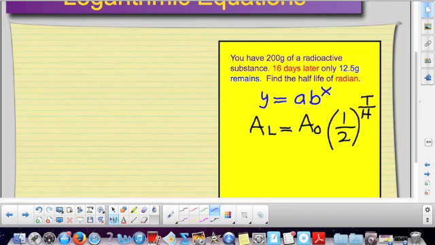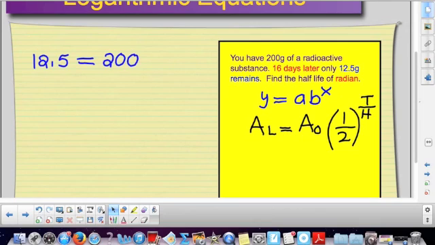So I know that after 16 days, 12.5 grams remain. So I'm going to keep that as my A L. My A O is what I started off with originally, 200 grams. And then I have my base is 1/2 to the power of, the experiment took 16 days for this result to happen, and I'm trying to solve for my half-life.